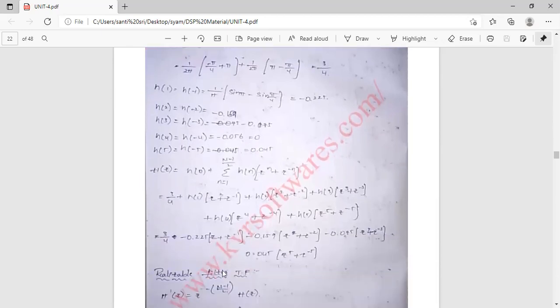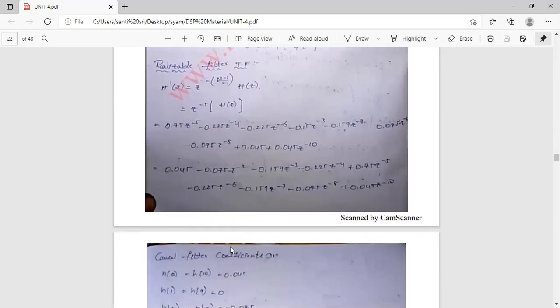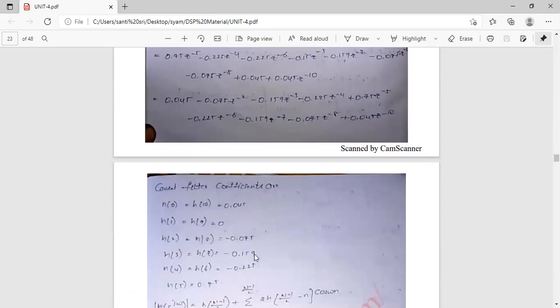Then h of z is this one, h of 0 plus sigma n equals 1 to n minus 1 by 2 of h of n into z power n plus z power minus n. Okay, so it is 3 by 4 plus this one. So the realizable filter transfer function is h dash of z equals z power minus of n minus 1 by 2, that is z power minus 5, into h of z. In the same manner, the causal filter coefficients are h of 0 equals h of 10 equals this value, h of 1 equals h of 9 equals 0, h of 2 equals h of 8 equals this value, h of 3 equals h of 7 equals this one, h of 4 equals h of 6 equals this one, and h of 5 equals 0.75.